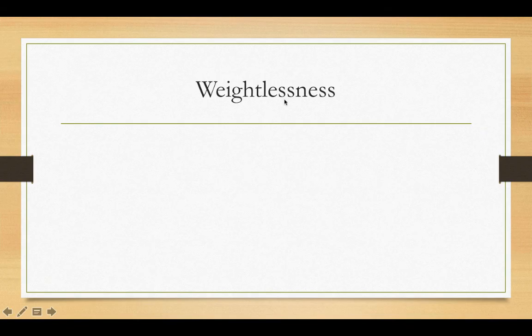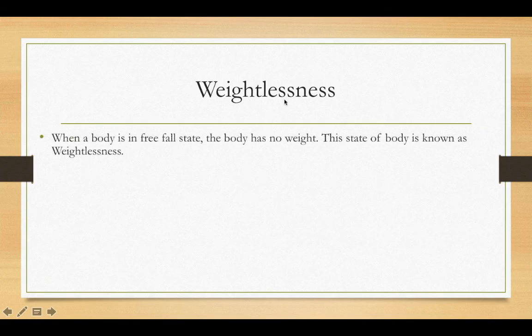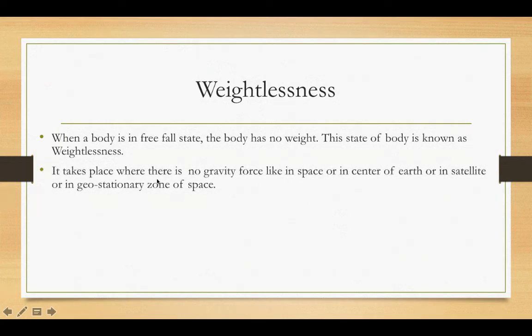Weightlessness means no weight. When a body is in a free fall state, when any body is falling freely, at that time the body will have no weight. And this state of the body is known as weightlessness. It takes place where there is no gravity. If there is no gravity, then there is no point of having weight, because you already know weight is caused by gravity. So where do you find no gravity? Like in space, or in the center of the Earth, or in a satellite, or in the geostationary zone of space. Here geostationary space means the middle point where gravity is zero between two heavenly bodies.